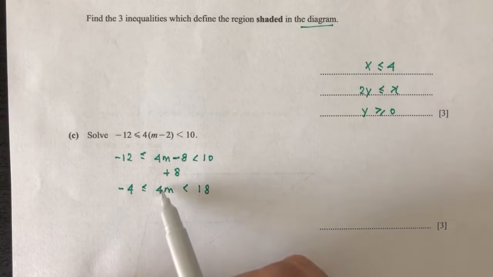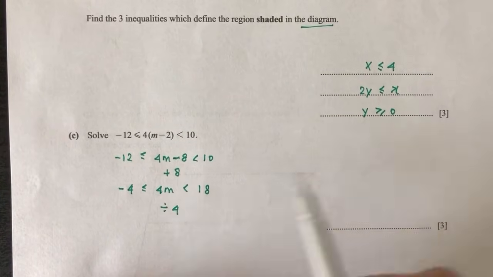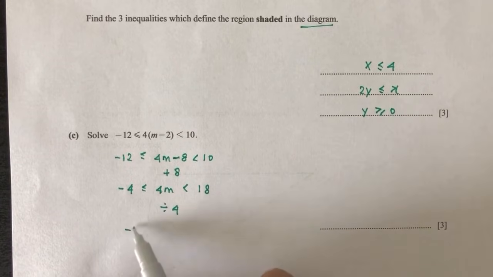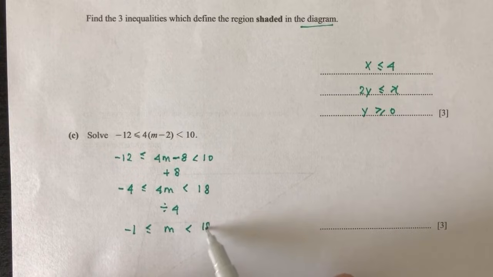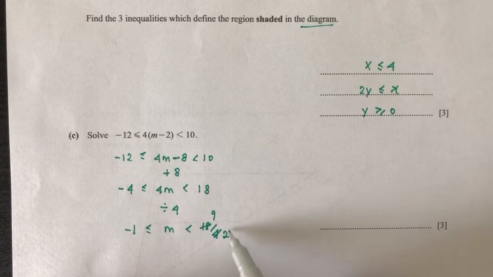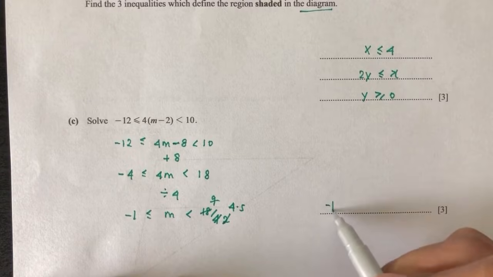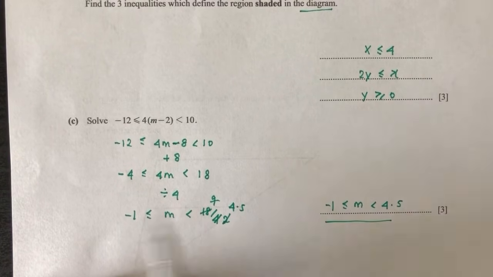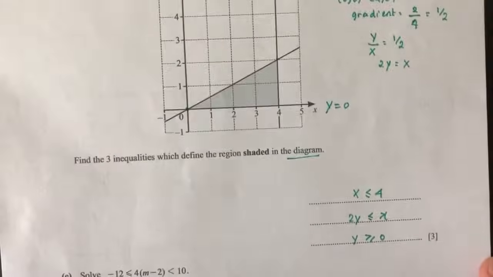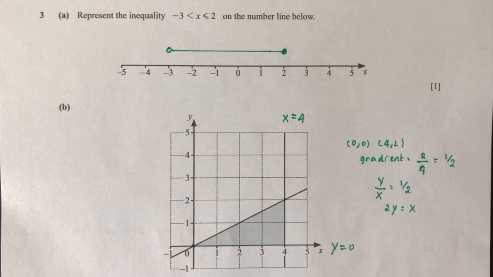Now if you want to get rid of 4, you have to divide by 4 everywhere. So minus 4 divided by 4 will be minus 1. And this will be m, and this will be 18 over 4. You can simplify, you get 9 over 2. And this can also be written as 4.5. So your answer will be minus 1 less than or equal to m less than 4.5. And this is your answer for part C. And that is question number 3.